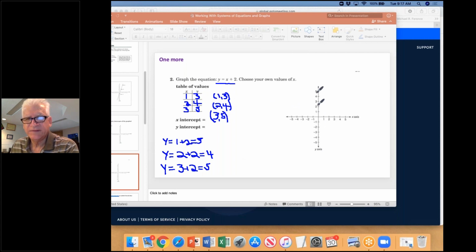1, 3. So this is the y-axis. This is the x-axis. The first one I look at is the x value, which is 1. And so I start at the origin, which is 0, 0. And because the x value is 1, I move over 1. And now the y value is 3. So since the y value is a positive 3, I move up 3. 1, 2, 3. And there's my first point. Okay?